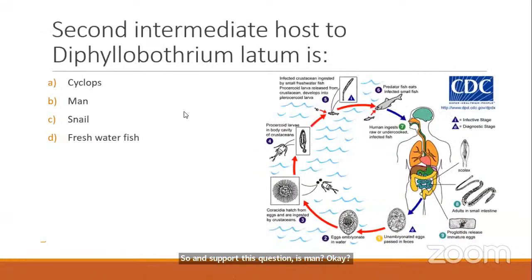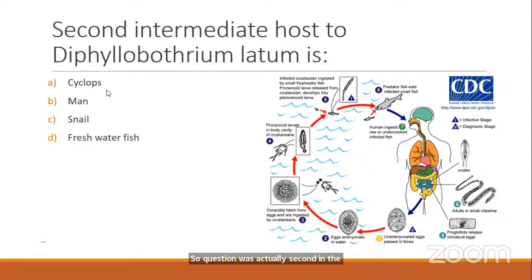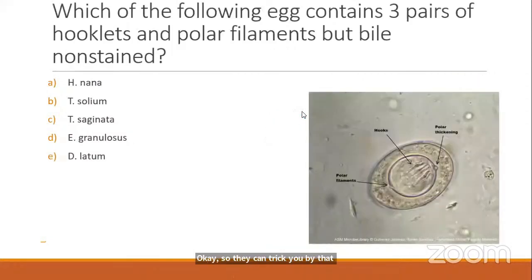So what is the second intermediate host to Diphyllobothrium latum? This host thing, it's difficult. You should learn and mug up because they can usually ask this. So the question was actually second intermediate host. The first intermediate host you have correctly answered as cyclops, but when the question comes as second intermediate host, it is the fish, freshwater fish, not cyclops. Okay. So they can trick you by that word. So coming to which of the following eggs, which I have already shown, it is standing for Hymenolepis nana. Okay.